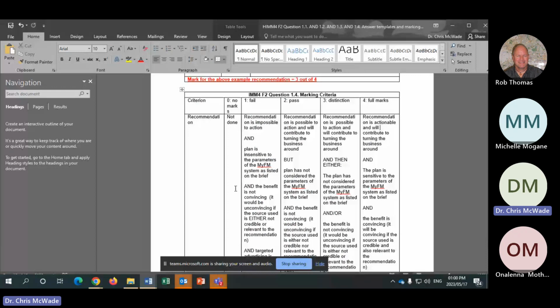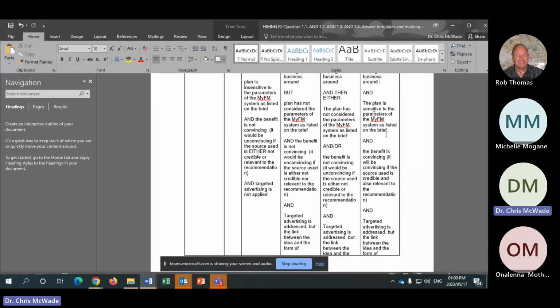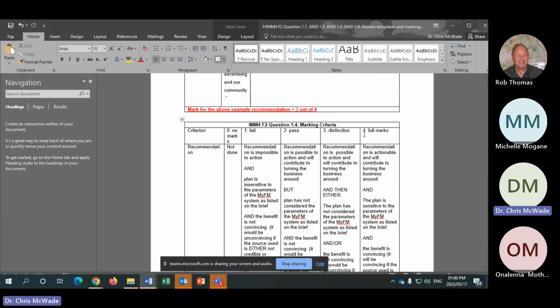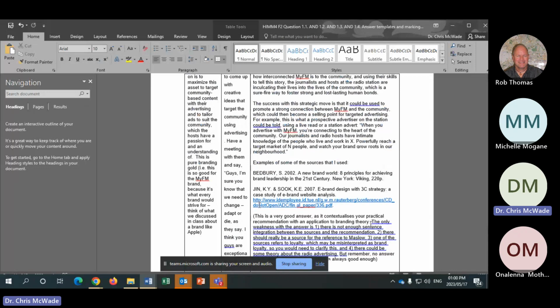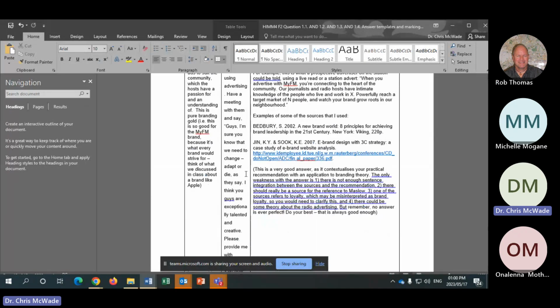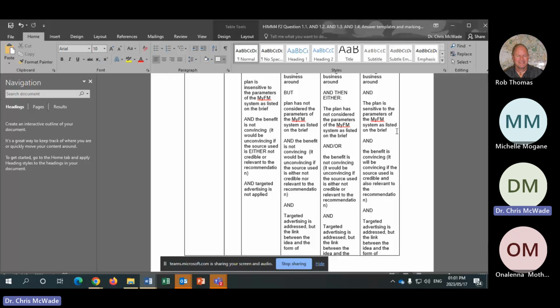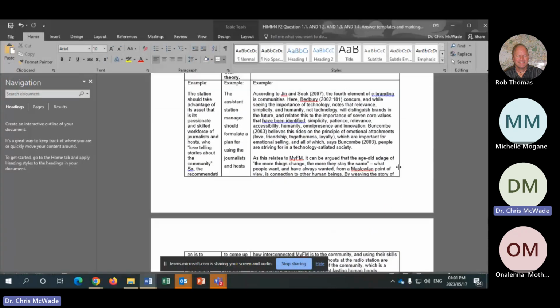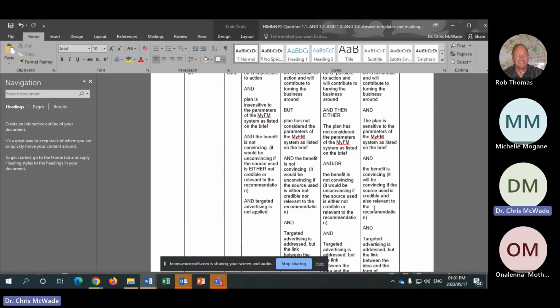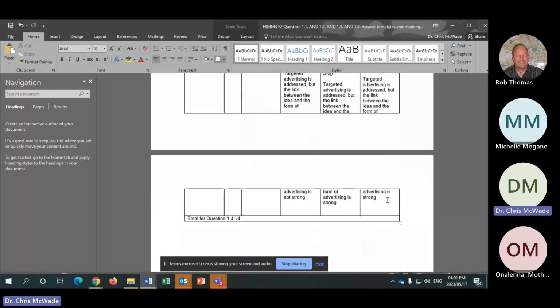Let's look at the full marks. Your recommendation must be actionable, must contribute to turning the business around. The example answer does that. It is sensitive to the parameters of the MyFM system. The reason it is sensitive to them is in column 1, this quote that's from the brief, where it's talking about the employees there and their whole community vibe. So that's covered. And then the benefit section, which is where you have your sources in this final column, must be convincing. The source is credible and relevant, always that. And targeted advertising is used.